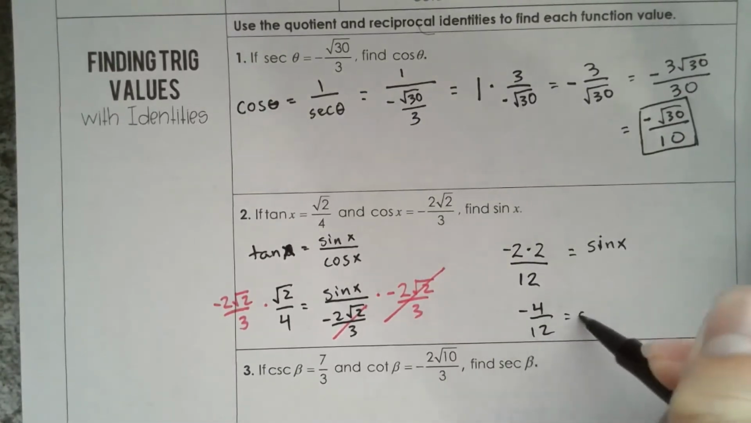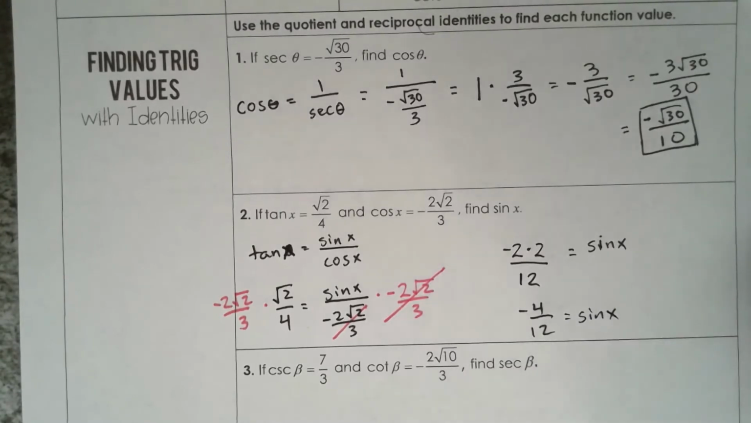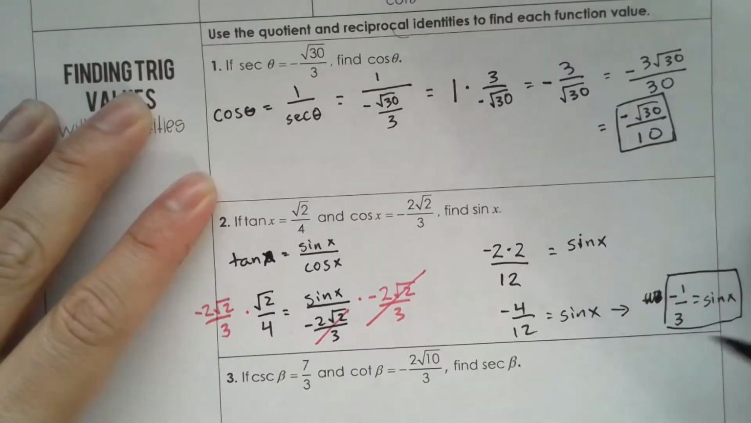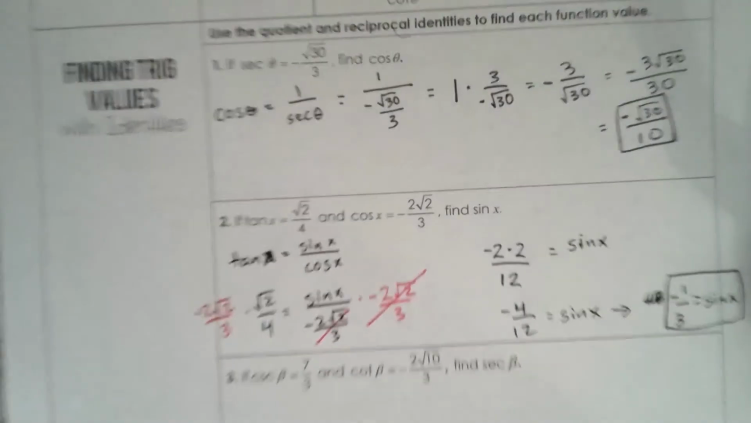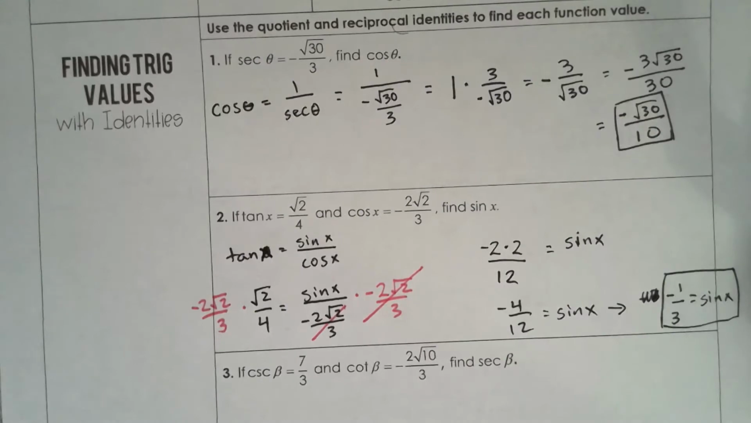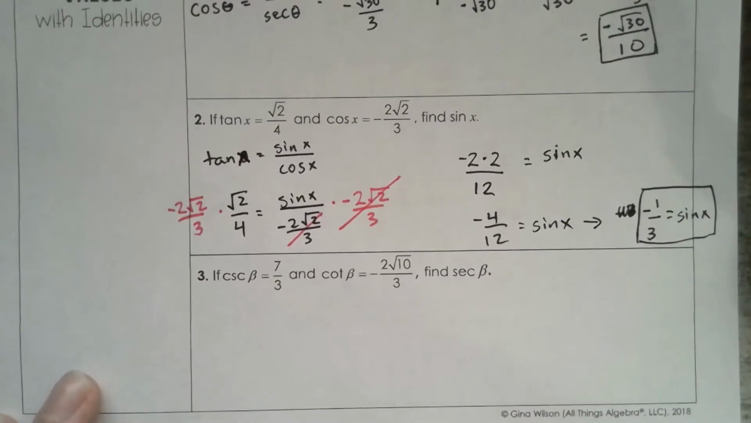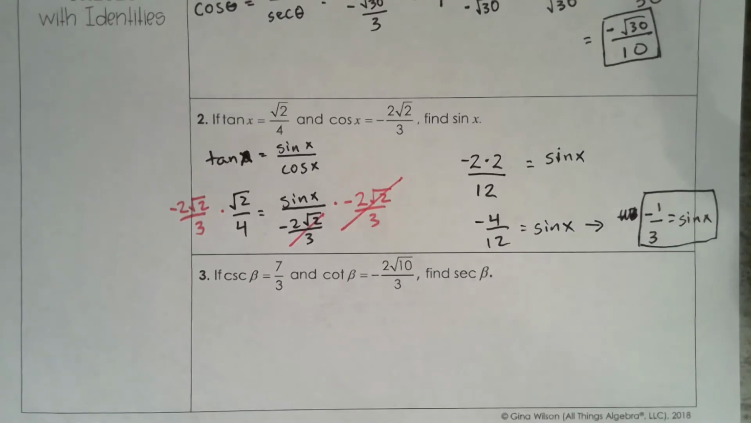Okay, and then lastly, this simplifies. It'll be negative 1/3. That is equal to sine x, so sine x is negative 1/3. Okay, next one. Cosecant beta is equal to 7 over 3, and cotangent beta is equal to negative 2 square root of 10 over 3.